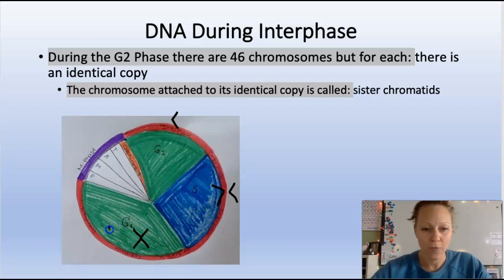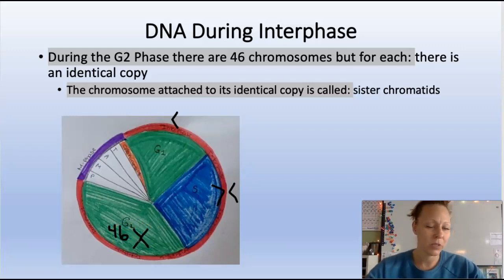So we have 46 chromosomes and their identical copies. And we call these chromosomes that are attached, these identical copies. So here's one copy of it, and then here's the identical copy on the other side. So we call these sister chromatids, and they're attached right in the middle here. We call these sister chromatids, and they're identical copies. And so we have 46 chromosomes and their identical copies.